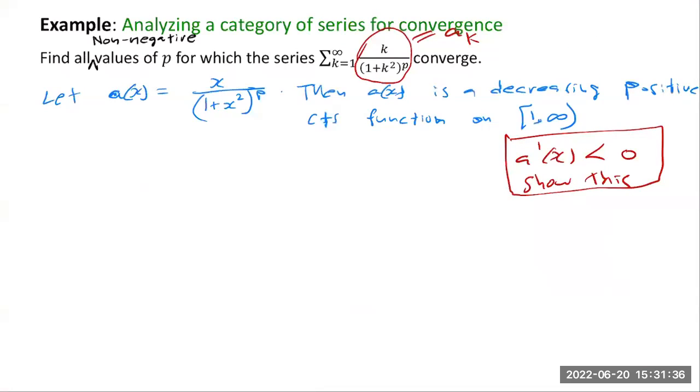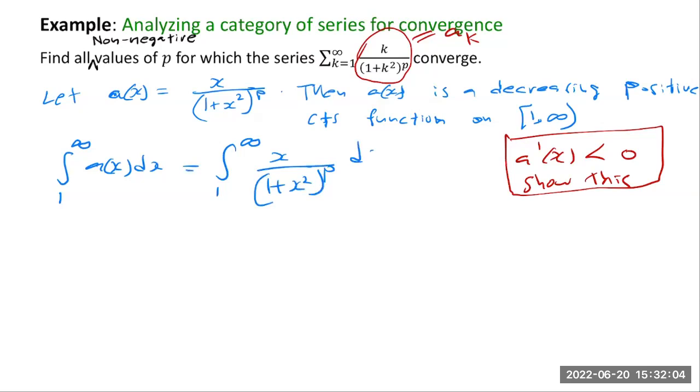All right, now we can apply the integral test because all the criteria are satisfied. For that, to determine the convergence of this series, I'm going to compute the integral. What integral do I need? I need to compute this integral, 1 to infinity A(x) dx. That is integral from 1 to infinity. My A(x) is, of course, x over (1 plus x squared) to the power p dx.